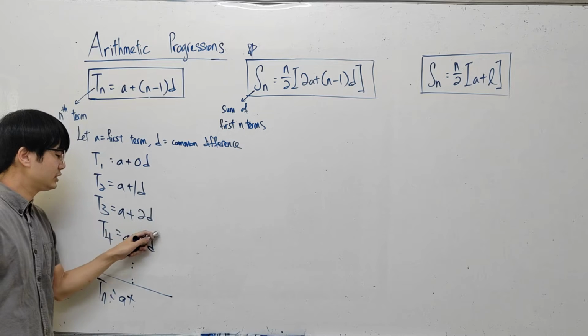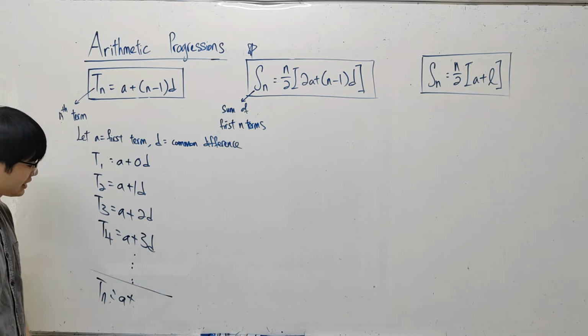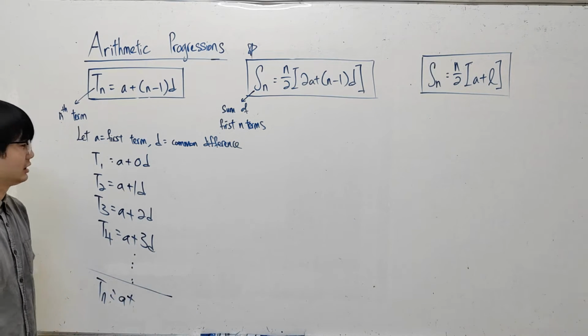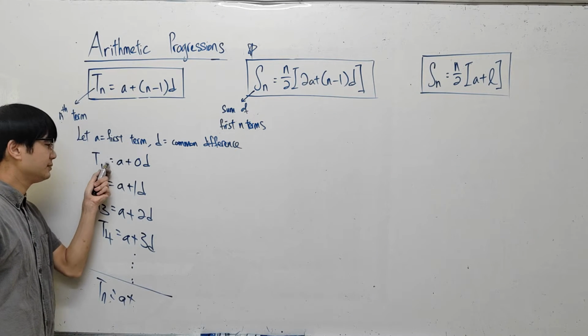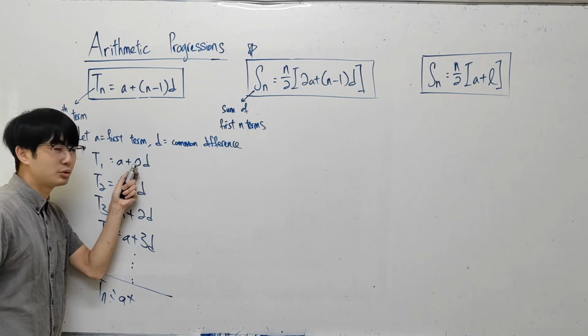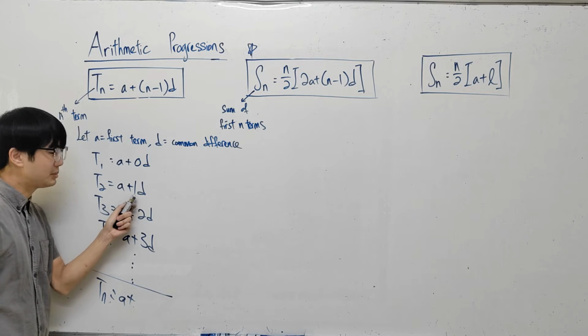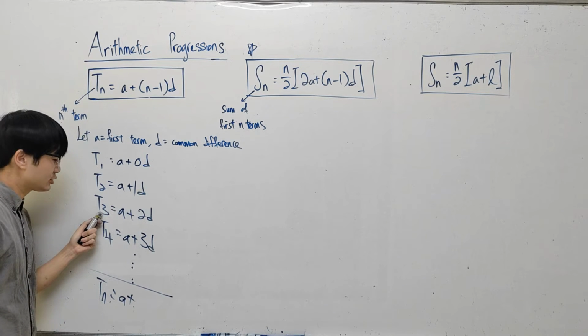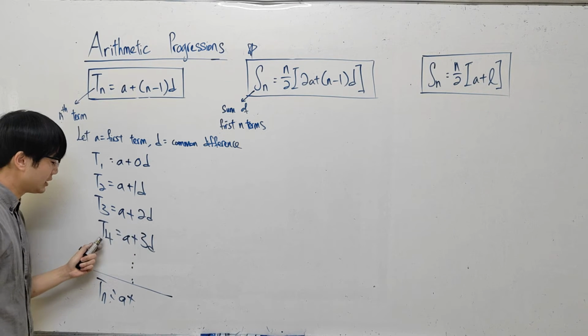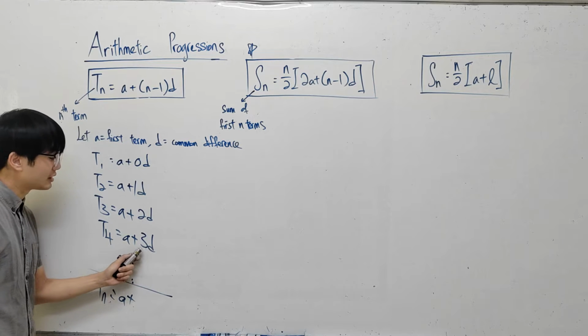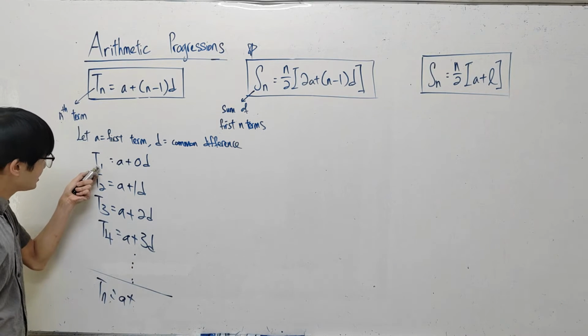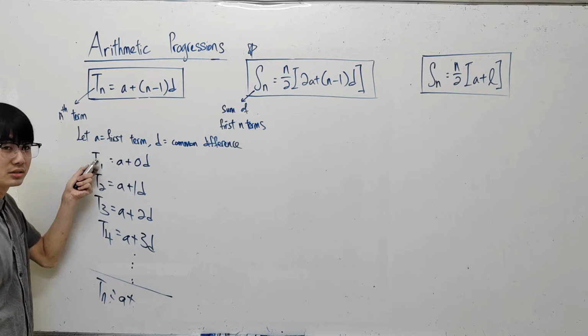0D, 1D, 2D, 3D. So when we generalize, what do we have to write here? When the n is 1, the number here is 0. When the n is 2, the number here is 1. When the n is 3, the number here is 2. When the n is 4, the number here is 3. Do you realize these are all the n values, right?